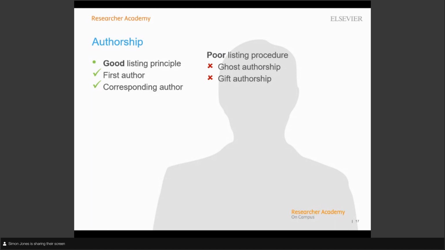The corresponding author can be the first author, or sometimes it's a senior author from your institution or your supervisor. You should always avoid ghost authorship, which means excluding authors who participated in the work, and gift authorship, which means including authors who didn't contribute to the work at all. Be consistent in how you write the authors' names as well, whether it's first name, surname, first name, etc.